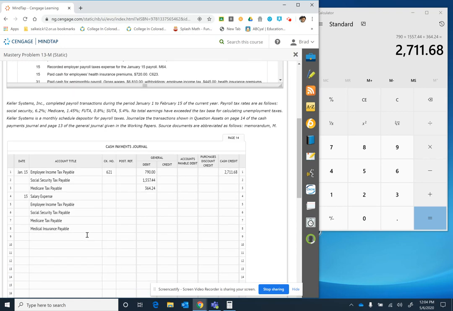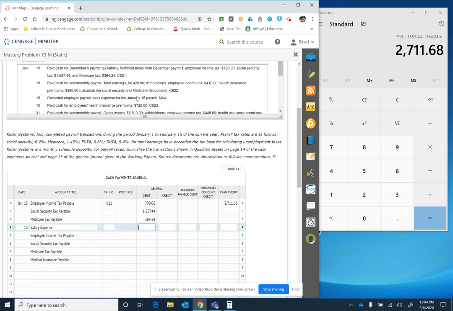So included in our semi-monthly payroll, we're going to include these four taxes here, or in this case, a withdrawal. Our salary expense is going to be, as it says here, $6,420. Now, what is that made up of? This is made up of our employee income tax payable, and it says right here that it is going to be 410.